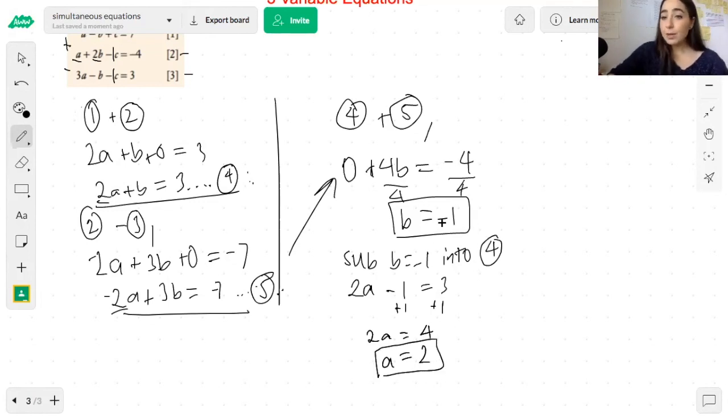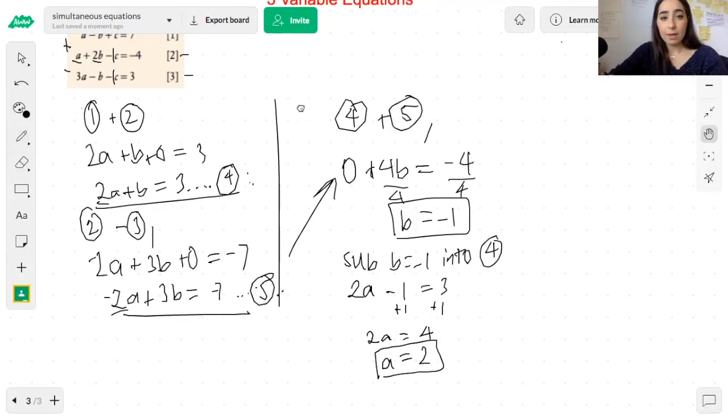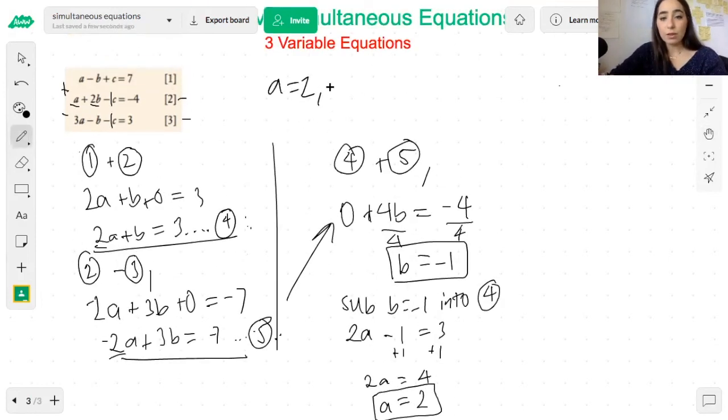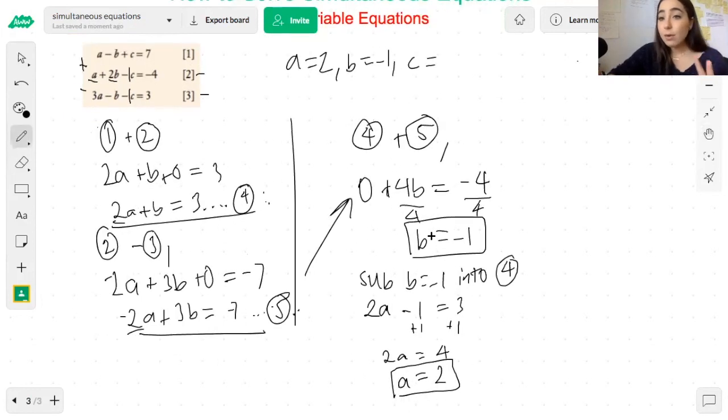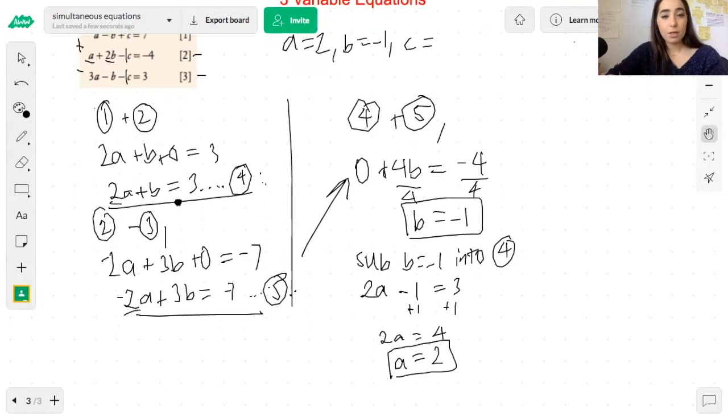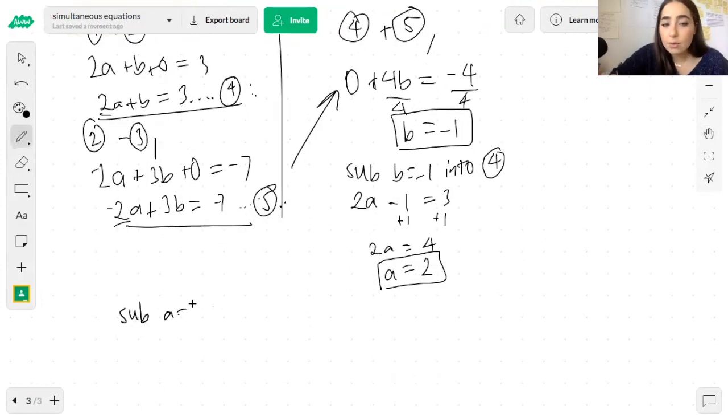So we're almost there. So we got the value of a. So I'm going to write it up here. So the value of a is 2. We got the value of b is -1. The last thing we need to find is the value of c. So now that you have 2 of these variables, you can now use one of these equations. So I'm going to use equation 1 because it's the simplest of them all. So I'm going to say sub a equals 2, b equals -1 into equation 1.